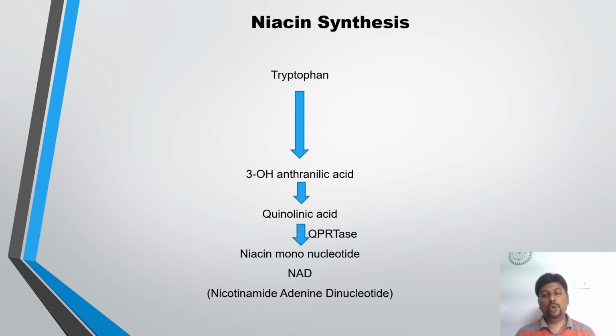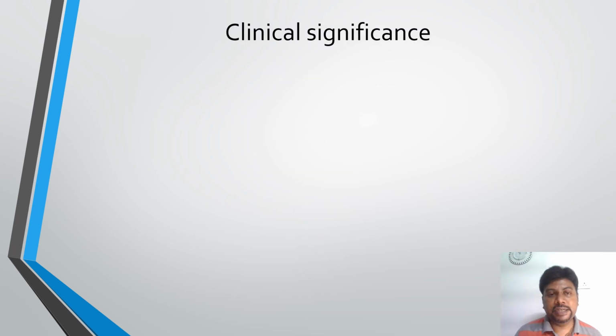Functions over. Next, moving on to the last heading, the disorders related to the tryptophan metabolism pathway. There are three disorders related to the tryptophan metabolism pathway. The first one is pellagra, which happens due to niacin deficiency.